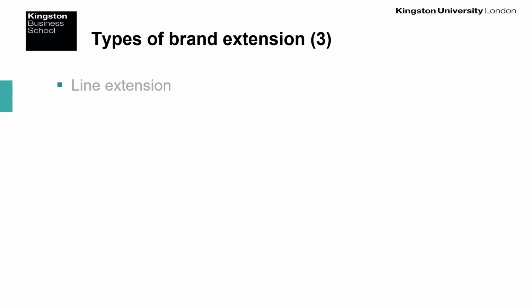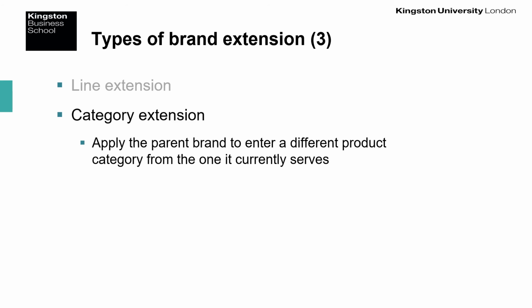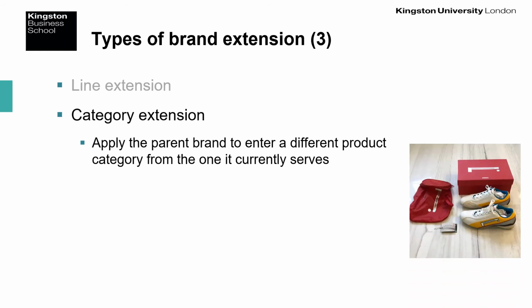So we've looked at line extensions, horizontal ones and vertical ones. Let's look now at category extensions. Here we take the parent brand into a different product category. We take it on a journey away from what it has traditionally been applied to, and take it into a different product category altogether. The example here is Pirelli. Now this is quite a radical category extension. Pirelli is known for making car tyres. Pirelli sponsors Formula One. Pirelli is associated with Formula One racing. It's all about cars and tyres.